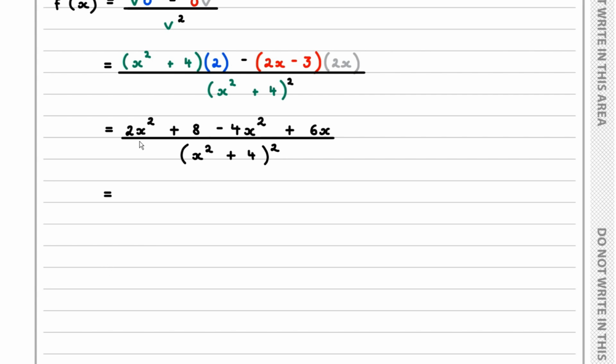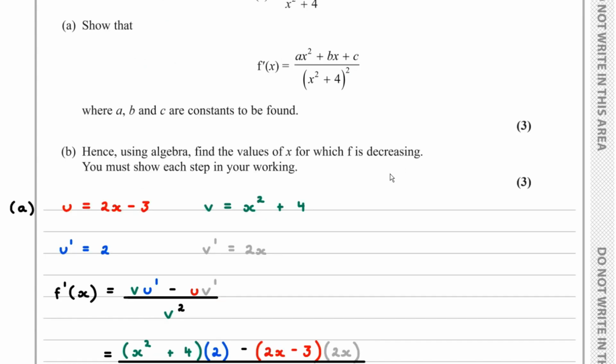So if we simplify, 2x squared subtract 4x squared, that's negative 2x squared. Then we have the plus 6x, and then we have the plus 8. And we divide this by x squared plus 4 all squared. So therefore f dash of x is equal to negative 2x squared plus 6x plus 8 over x squared plus 4 squared. Part B, hence using algebra, find the values of x for which f is decreasing. You must show each step in your working.